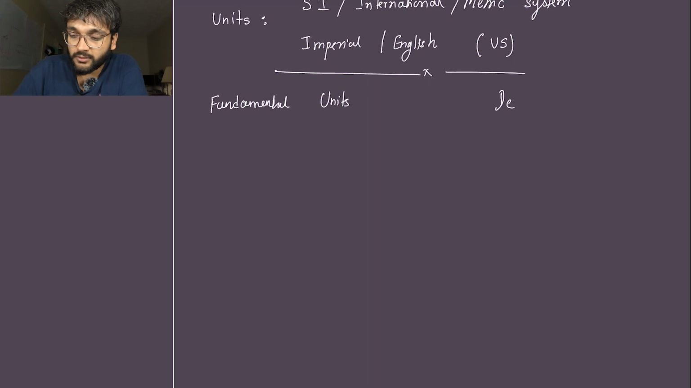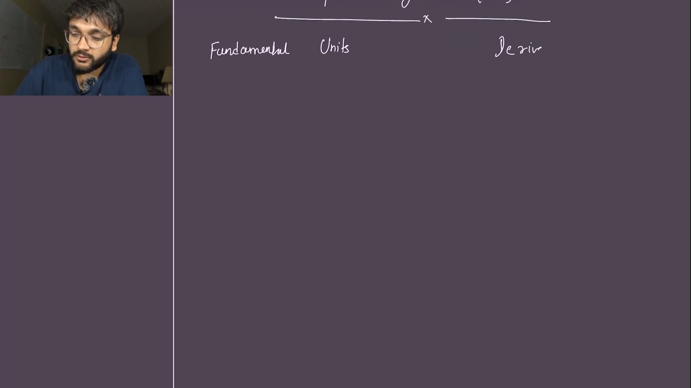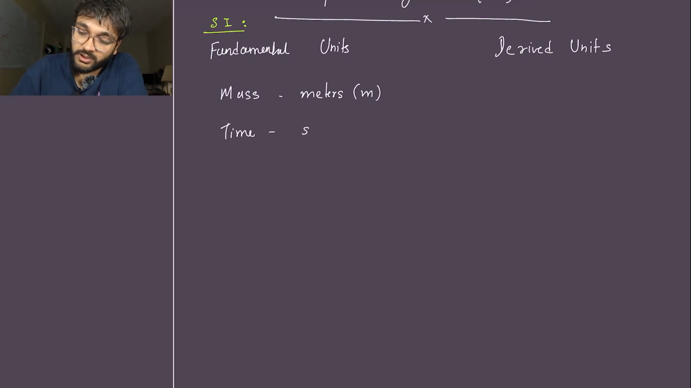So fundamental units, and you've got derived units. So fundamental units, well, I said for mass in SI, okay, remember I'm only talking about SI, is meters or a small m. For time, it's seconds or s. And what is the other one? Mass, time, length.